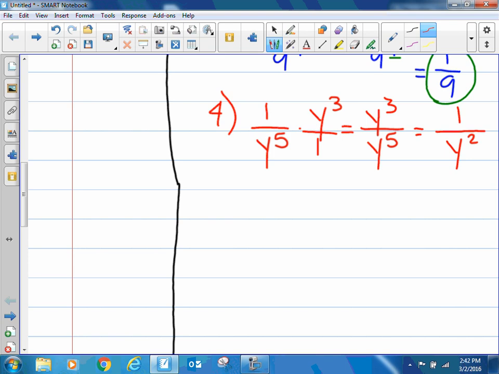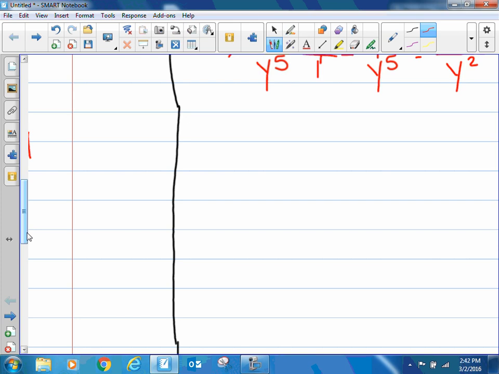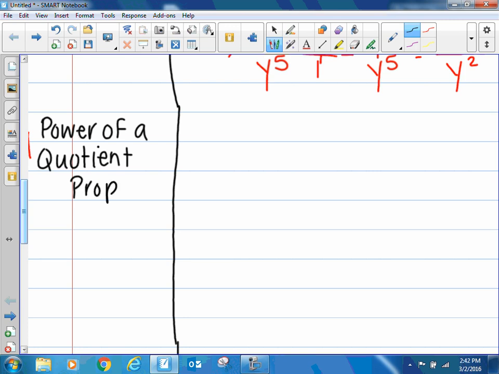All right, so next topic, we're going to talk about one more property, and then we're going to do some examples that involve all of these again. So for this next one, we have the power of a quotient property. And we have actually done this already, but we have not officially taken notes and talked about it. So, power of a quotient.